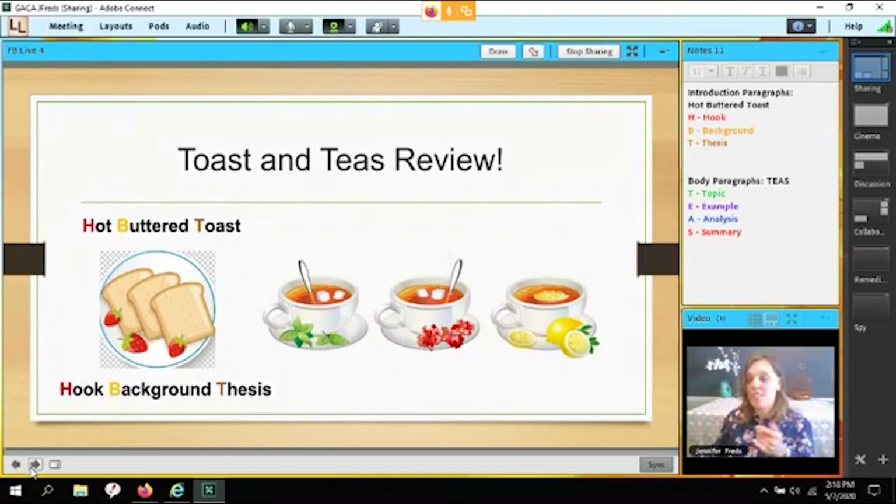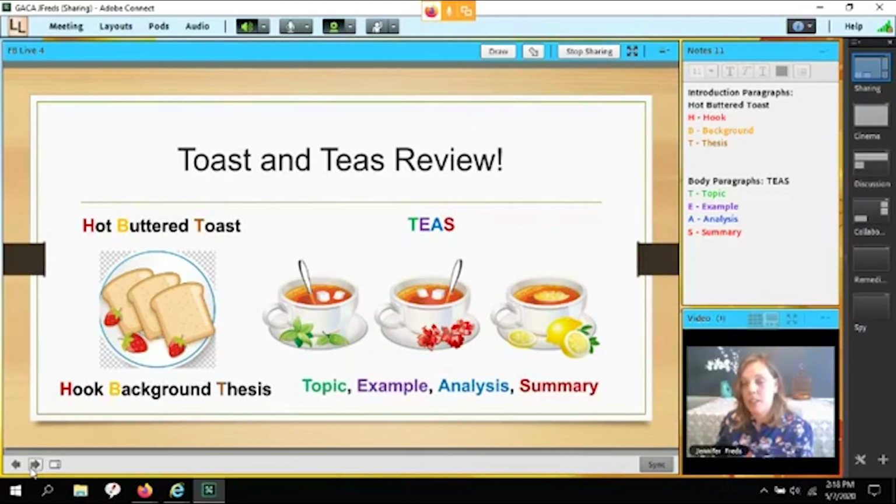And then as you continue to your body paragraphs, get your T's ready. So make sure that for each body paragraph, at a minimum, you have those essential pieces. You have your topic for each paragraph, your example of that topic, an explanation or an analysis of why that example is important, and then your summary that ties it all together and connects everything back to your thesis statement.